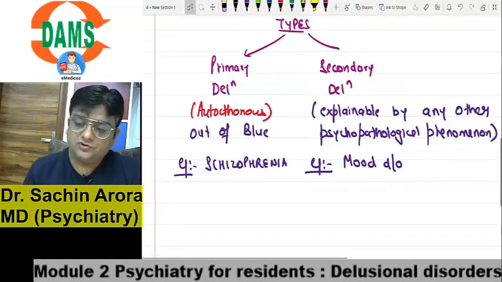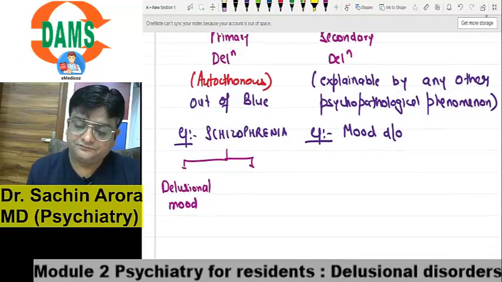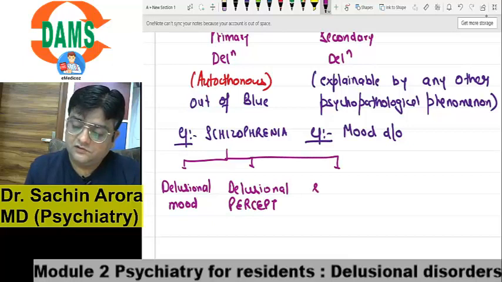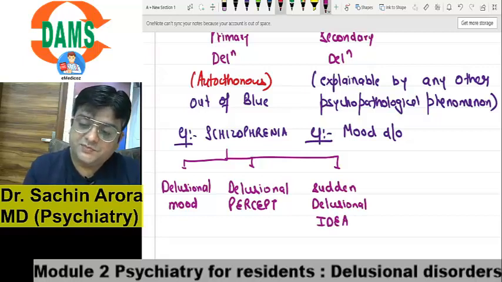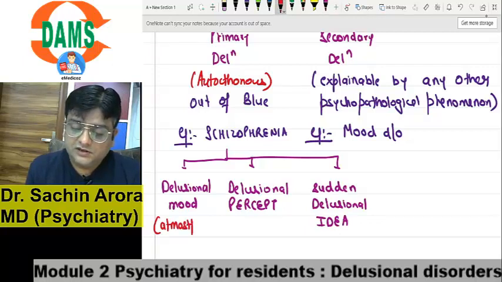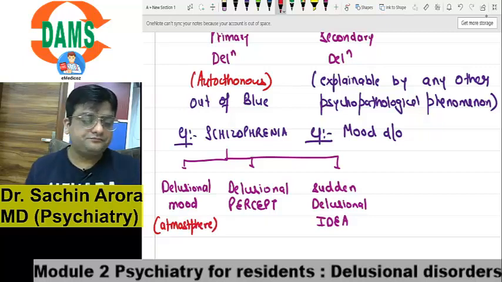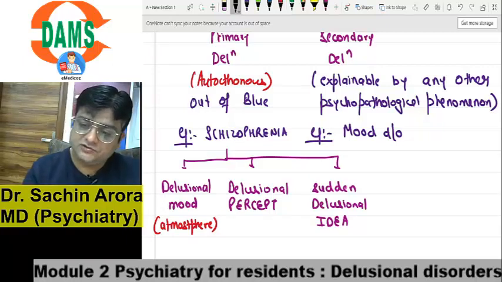Now, in primary delusion also, there is a concept of stages of formation, or you can say there is something called delusional mood, delusional percept, sudden delusional idea. Now, this is as per Fish, but as per Sims and some other books, they call delusional mood as delusional atmosphere. Okay. Then there is one book which also mentions a fourth type. Some examiners are very particular about this fourth type of primary delusion concept, and that is delusional awareness.